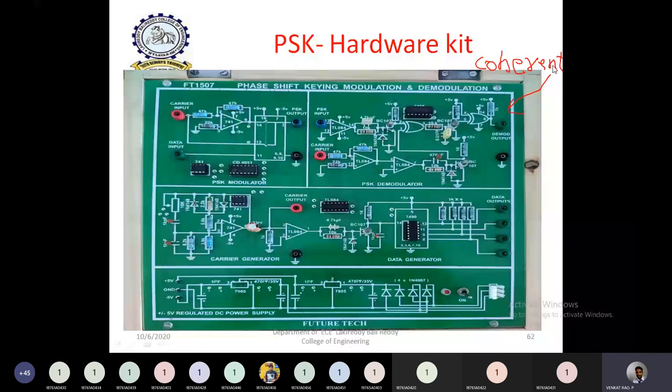Here, what is the meaning of coherent detection? Coherent detection means that in the demodulation also we should use the same carrier with the same phase and frequency that is already used on the transmission side. That means whatever carrier is used in the modulation, the same carrier must be used in the demodulation also with the same phase and frequency. If the demodulation uses the same carrier, that type of demodulation is called coherent demodulation or simply coherent detection.